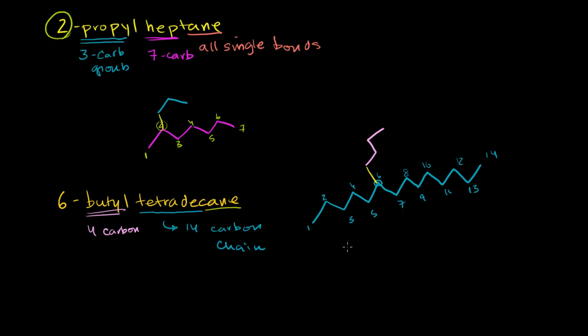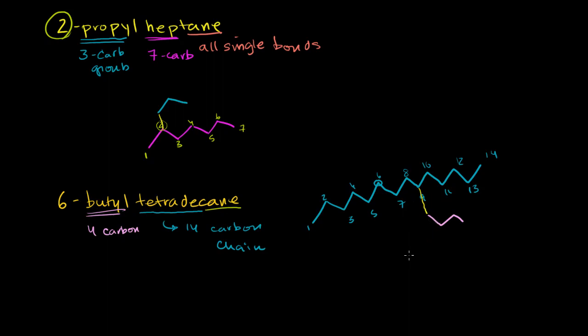Now, let me ask you a question. Would you ever see a 9-butyltetradecane? So something where, let me redraw it like this. A 9-butyltetradecane. So it would have a butyl over here. 1, 2, 3, 4. Would you ever see a 9-butyltetradecane? Will you ever see that written? You might say, oh, yeah, Sal, you just drew it.